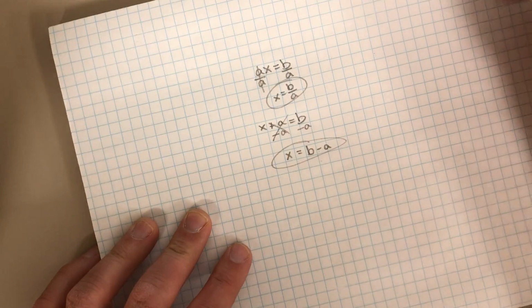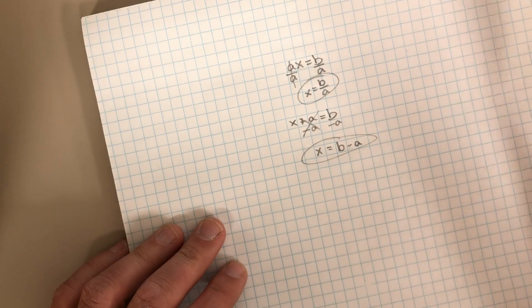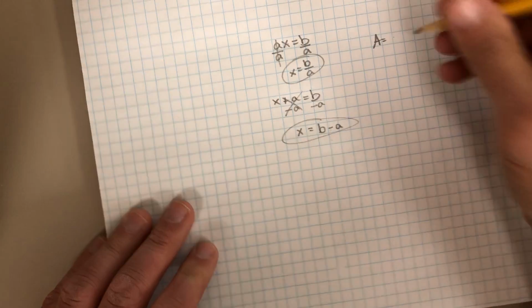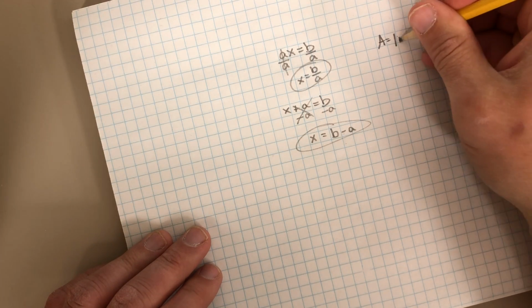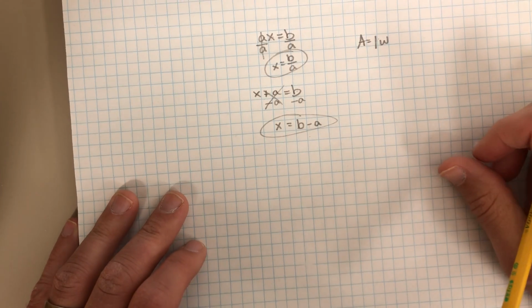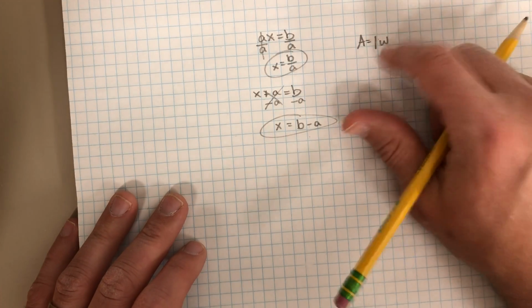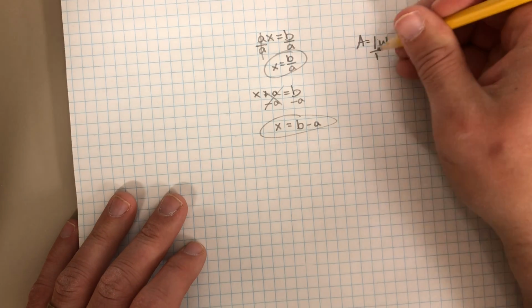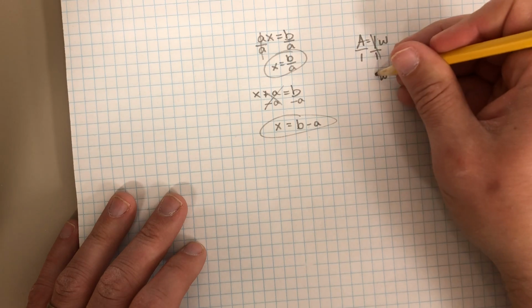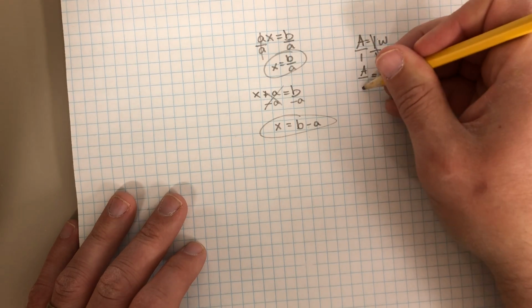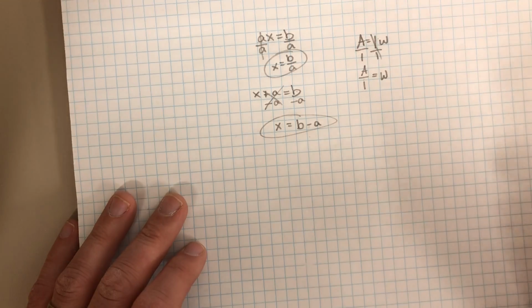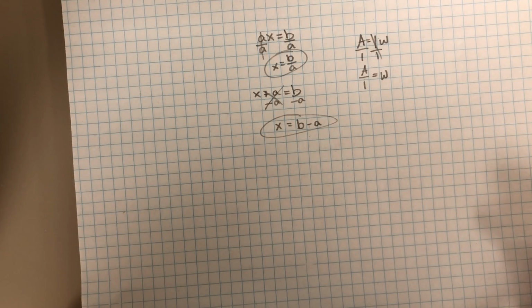We can apply that same thing to help us transform formulas. For instance, the formula for the area of a rectangle: area equals length times width. But if I wanted to change that and solve for the width, what is the width equal to? I would have to get rid of this L, divide by L, and then I'd be left with W equals A divided by L. Or in other words, the width is equal to the area divided by the length. Simple as that.